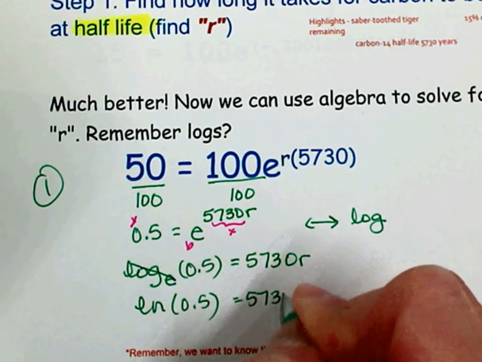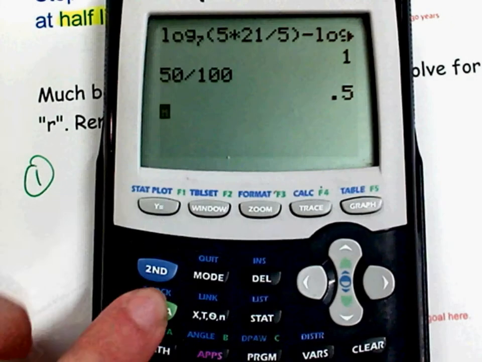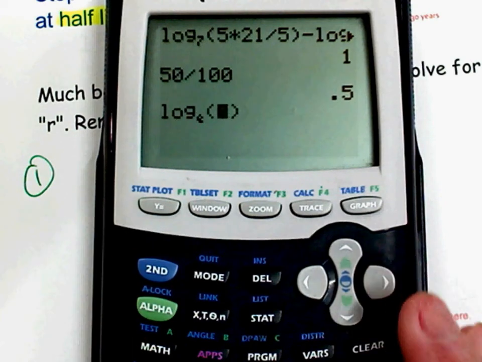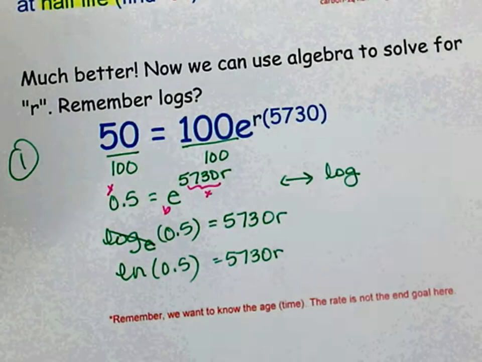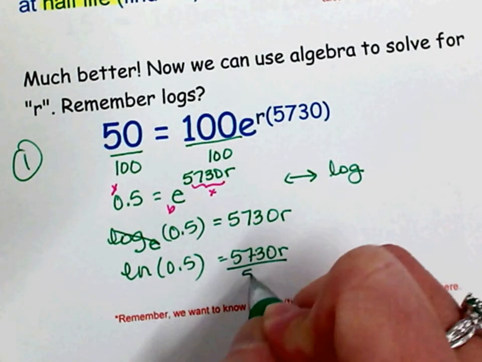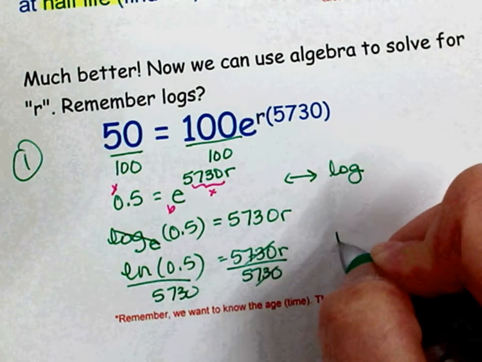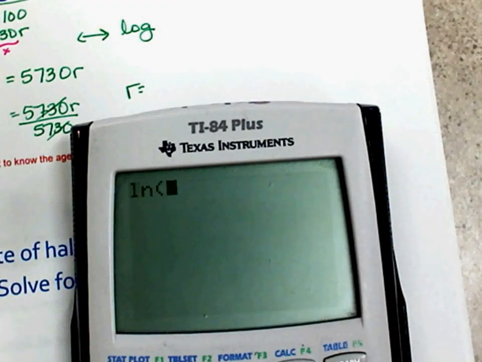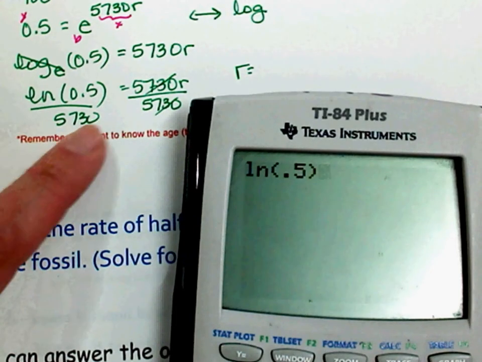Another word for base e is natural log. You guys see it right there? So instead of writing log base e, I'm going to write natural log, because to do base e, you have to go alpha window number 5, second e. You see how that took a lot of time? Instead, you can just go natural log, just the LN, okay? Divide both sides by 5730. Cancel, so R is equal to natural log of 0.5 in parentheses divided by 5730.